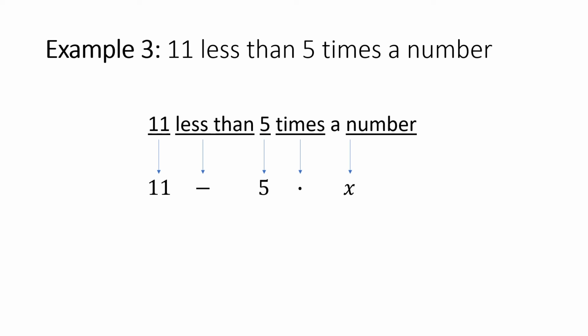Here, when you have less than, you're going to reverse the order that it is written. The 5 times x is really 5x. So this phrase, 11 less than 5 times a number, is going to translate to 5x minus 11. That's where that reversing the order that it's written comes into play.